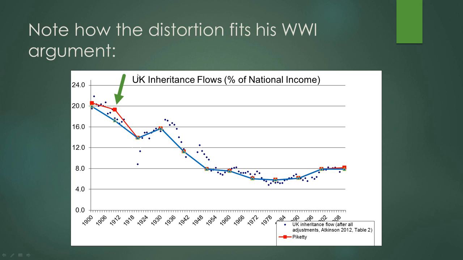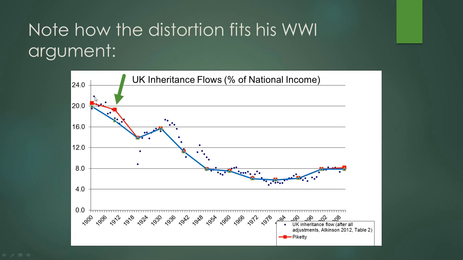Well, we see it in the raw data. A big part of his argument is that at the peak of the Belle Epoque, the eve of World War I, wealth inequality and estate-based transfers of wealth were at their maximum. This is the high watermark of the Gilded Age. But if you look at the actual data from Atkinson, you see that there was already a trend underway prior to World War I of decreasing inheritance flows in the UK.